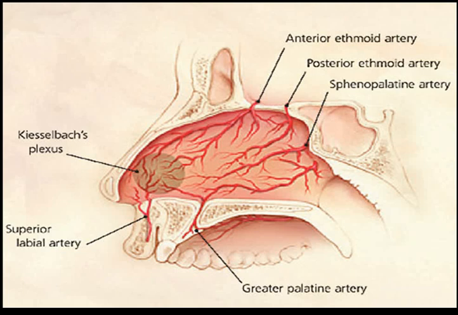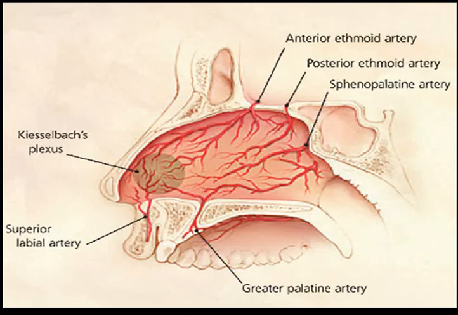Hello and Namaste. Today I shall be discussing the Kiesselbach plexus, or Little's area of the nose. Little's area is an area present in the anteroinferior portion of the nasal septum. This is also called Kiesselbach plexus because there is a rich arterial plexus in this area.